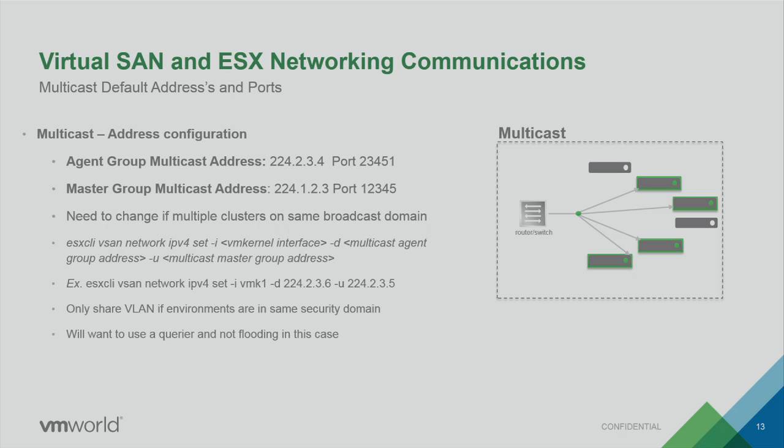So here are the ports, and here are the default addresses. You've got two on the cluster. You've got the group multicast address, where you'll see a fair amount of traffic, and then you've got the master group multicast address. This one you'll typically only see two hosts communicating with. So don't freak out when you don't see everything registered to these addresses. That's not necessarily a bad thing. And these are the ports.